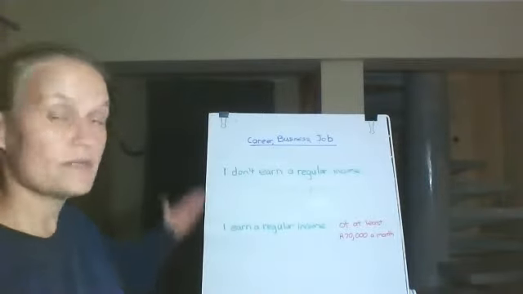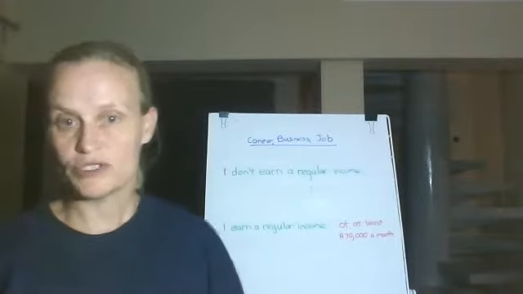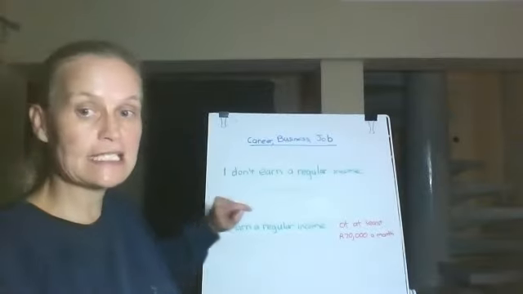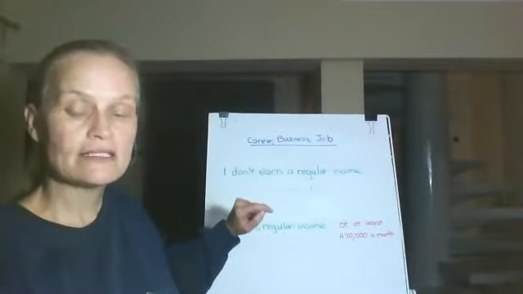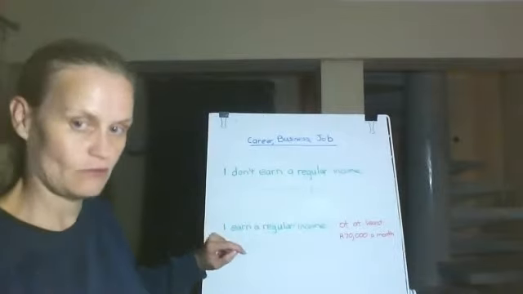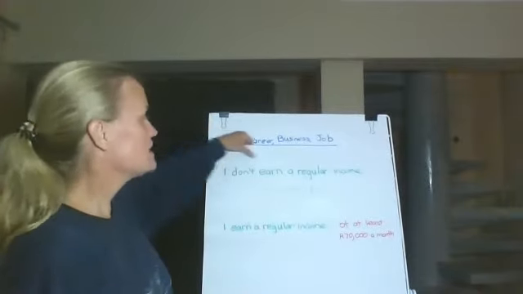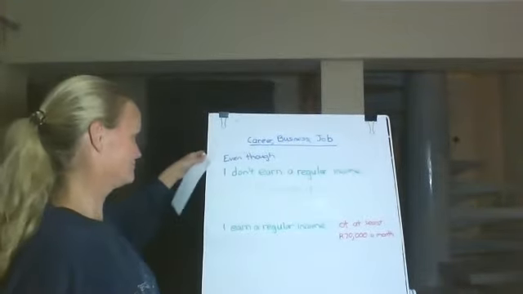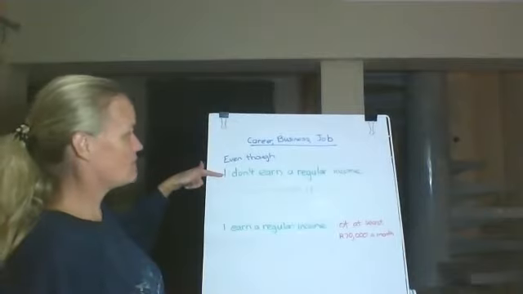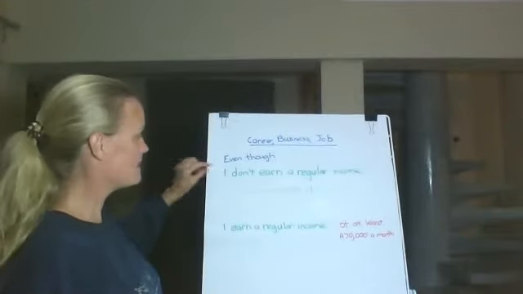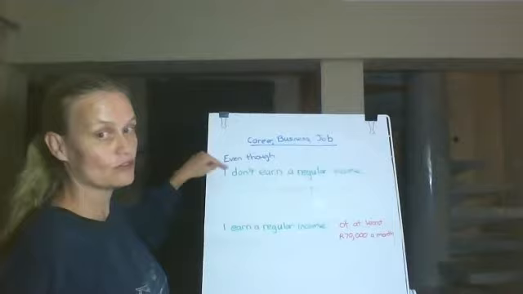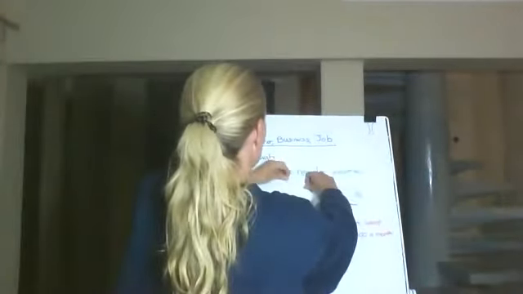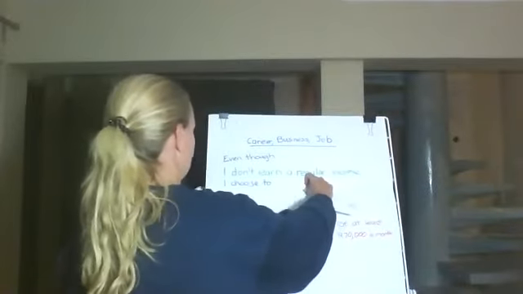So now you've got the opposite. You've got your first statement, your second statement. Now what do you do with that? Well, this part's very simple. Above your first line, all you're going to write, and remember you just need to pause the video whenever you need to, very simple, all you're going to write is, even though. So, even though I don't earn a regular income, immediately under I don't earn a regular income, you're going to write, I choose to.